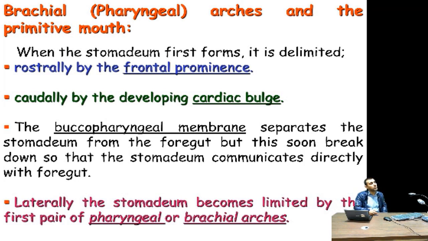Another topic explains the branchial pharyngeal arches and the primitive mouth. The primitive mouth, the stomatodeum, is delimited rostrally by the frontal prominence and caudally by the developing cardiac bulge. The buccopharyngeal membrane separates the stomatodeum from the foregut, but this soon breaks down so that the stomatodeum can communicate directly with the foregut. Laterally, the stomatodeum becomes limited by the first pair of pharyngeal branchial arches.